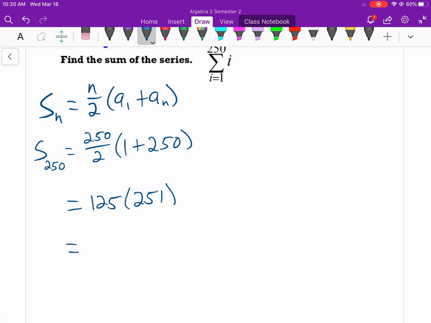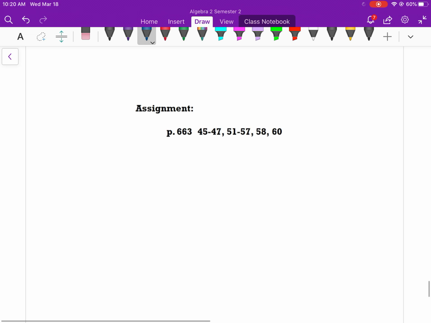let's see, 125 times 251. 31,375. A little bit easier than writing out 250 terms and adding them up.